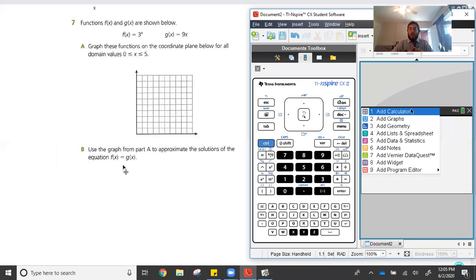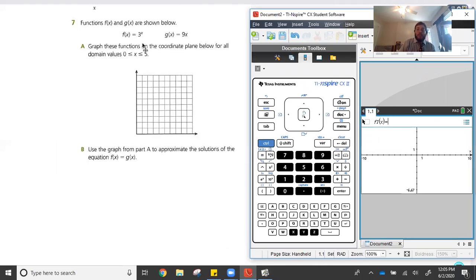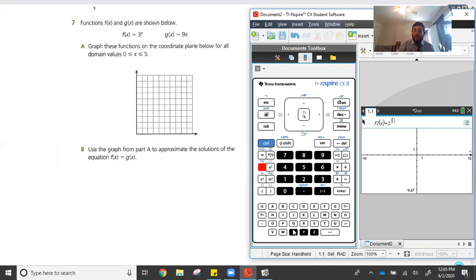And let's take a look. So on our calculator, if we add a graph page, if we want to put these functions in there, we just place them right in. So 3 to the x, and then we'd hit enter. Then if we want to graph another function, we'll hit tab and put in our second function g of x, which is 9x, enter. Now remember, to get our tables, we're going to hit tab, and then we want to hit the letter T for table.